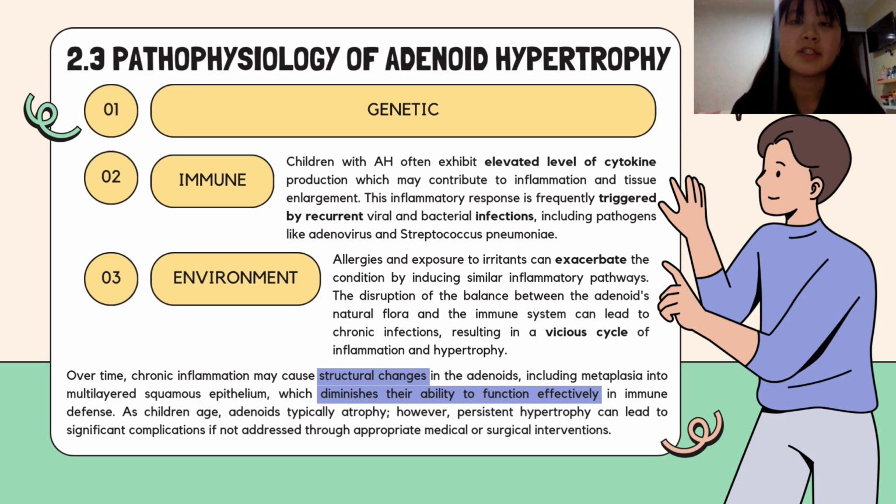Over time, chronic inflammation may cause structural changes in the adenoids, including metaplasia into multilayered squamous epithelium, which we know diminishes their ability to function effectively in immune defense. As children age, adenoids typically atrophy. However, persistent hypertrophy can lead to significant complications if not addressed through appropriate medical or surgical interventions.